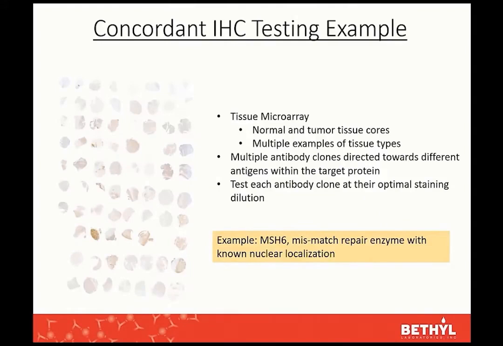And so an example of this testing that we do here at Bethel for the IHC application is we use a tissue microarray in which we've put normal and tumor tissue cores, and we have multiple examples of each tissue type. And we will test multiple clones to see what their pattern of staining is. And this is an example that I have here of a mismatch repair enzyme, MSH6.